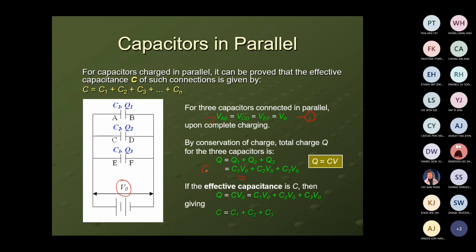So Q2 is C2 V0, Q3 is C3 V0. The total Q is C total V0. We cancel the V0 and eventually get the total capacitance formula in parallel: all the capacitances are added. Any questions so far? Hope you got the idea.